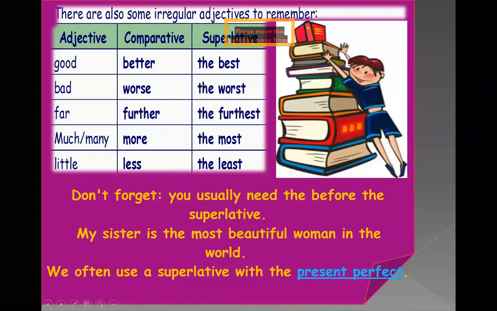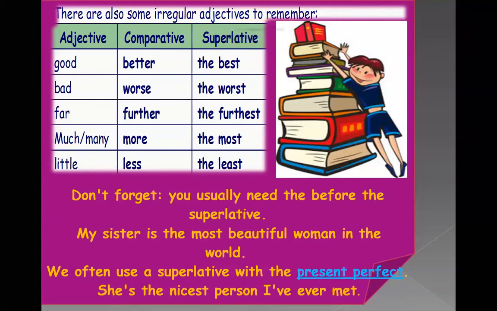We often use the superlative with the present perfect simple, which consists of have or has plus the past participle of the verb, like this: she is the nicest person I have ever met. Or this is the tastiest meal I have ever eaten, or he is the silliest person I have ever seen. Okay. So I can use the superlative with the present perfect form.